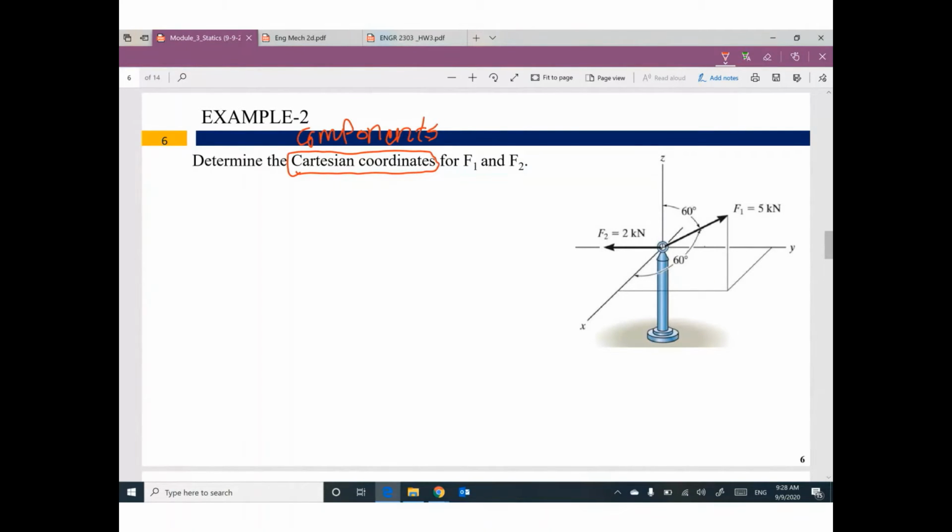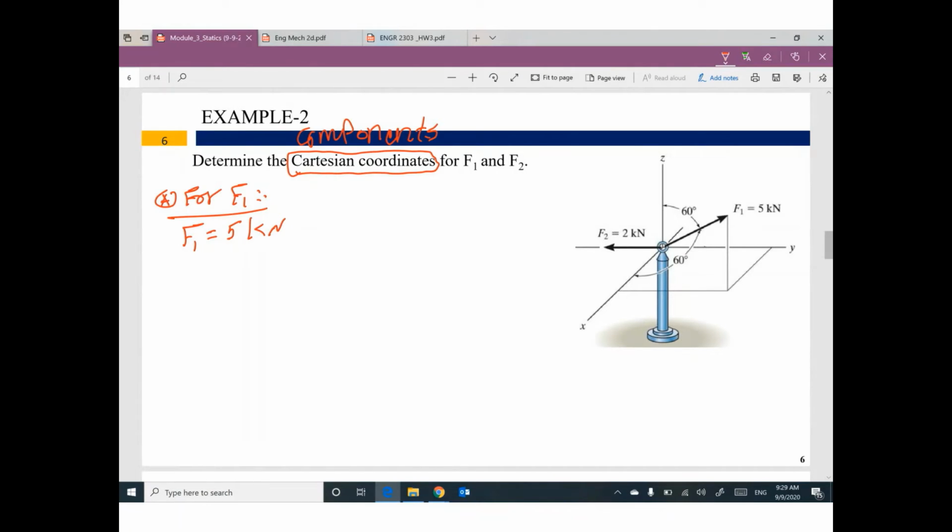Let's start with F1. For F1, what is the value of F1? F1 is given 5 kilonewton. Perfect. How many angles are given for F1? I can see only two angles.